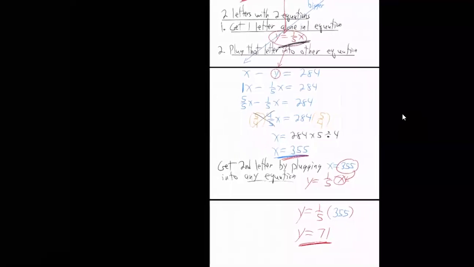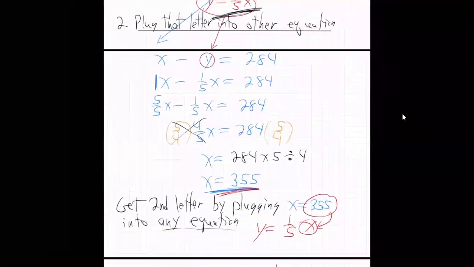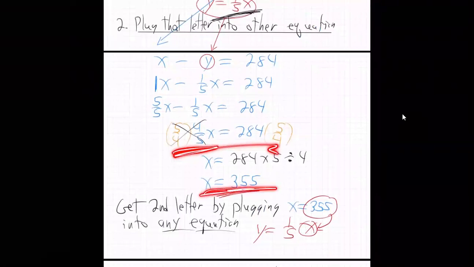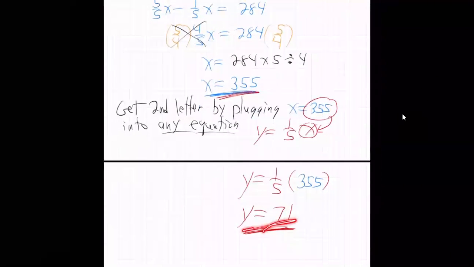You get one letter alone in one equation. It already was. The y was already alone here. Plug it into the other equation right here. Plug in there for y. Then we get this. Solve for x. Multiply by the reciprocal. Got x. And when you have one letter, to get the second letter, just plug that into any equation. I plugged into the 1/5 x, got the other one.